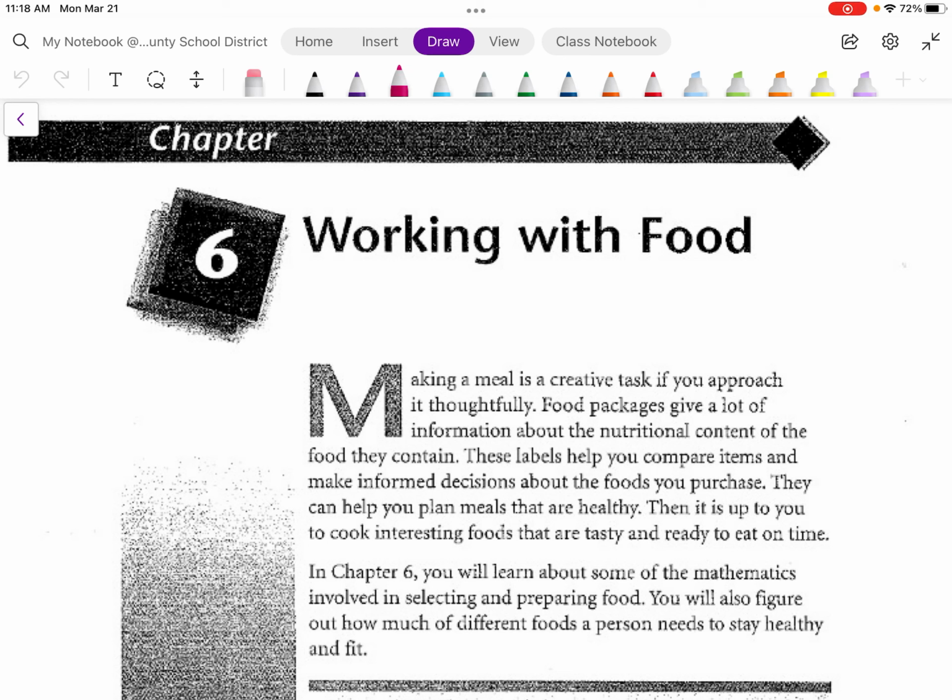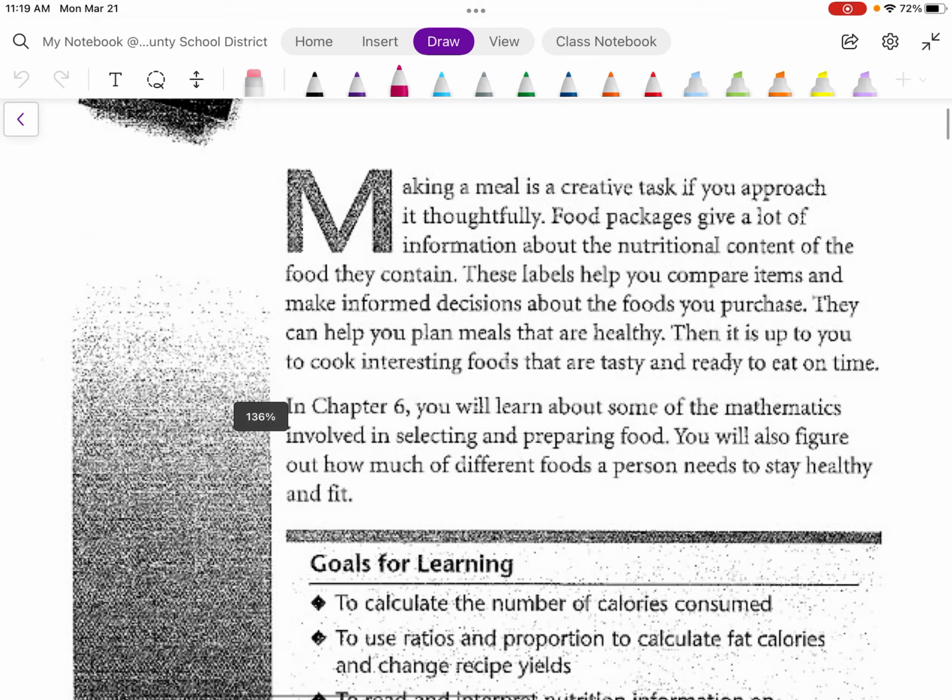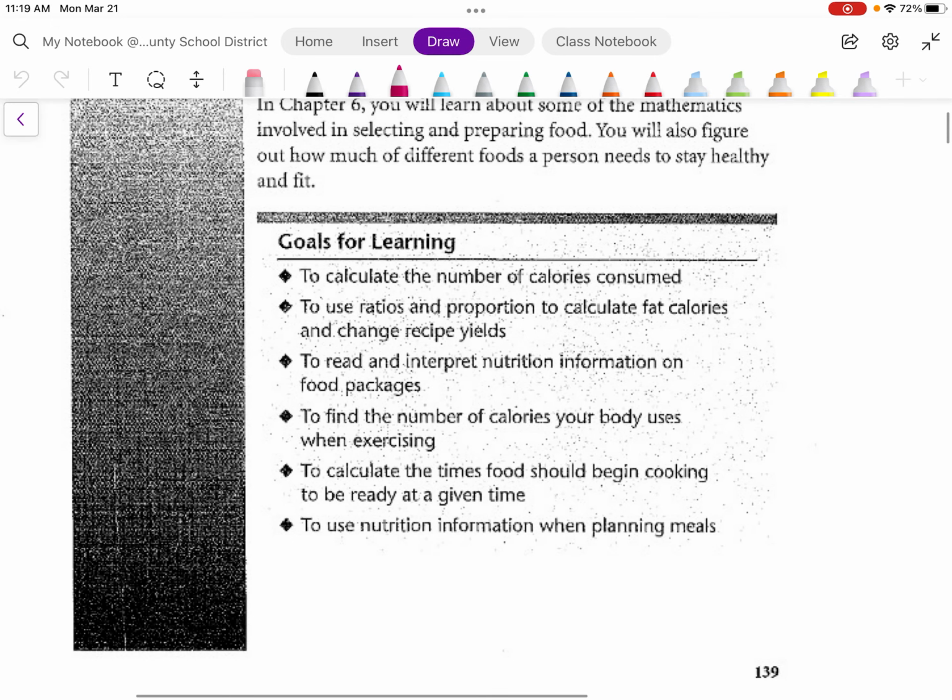In this video, we're going to talk about pages 139 to 146 of your Chapter 6 packet. So this chapter is going to be all about working with food. Here are some things that you are going to do and that will be on your test. So you're going to calculate the number of calories that are consumed based on a given list of foods, and then essentially you're going to add up all the items.